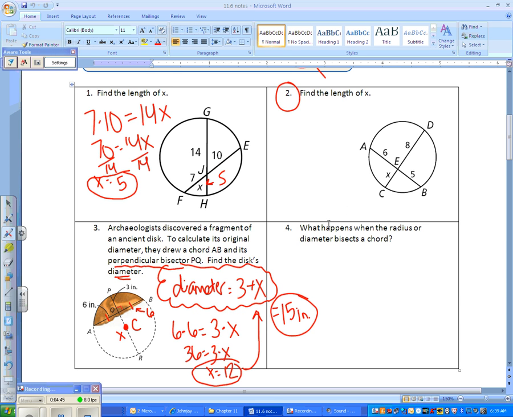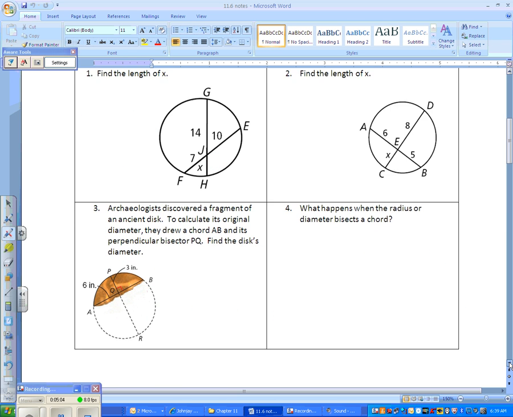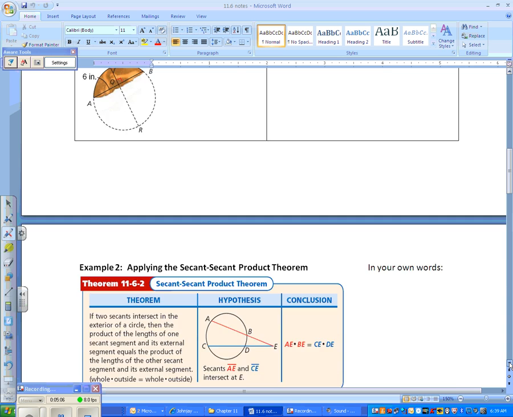All right. So number 4, what happens when the radius or diameter bisects a chord? It's going to be perpendicular, and it's going to cut it in half, which is what it means to bisect it. All right. So we just learned our first thing. Chord. Remember, you multiply the two pieces together.